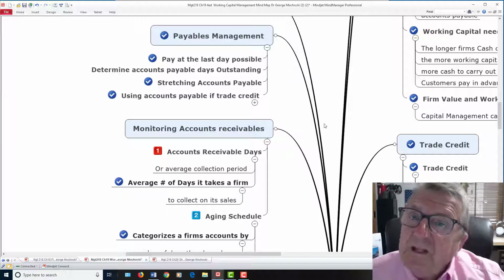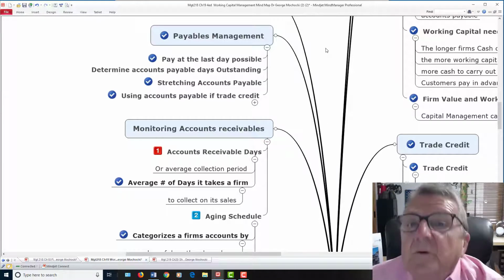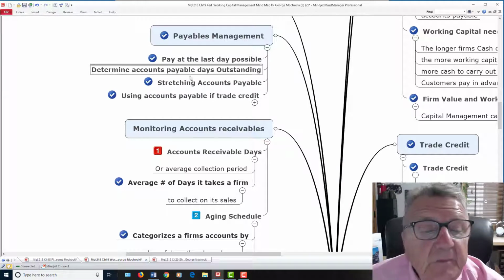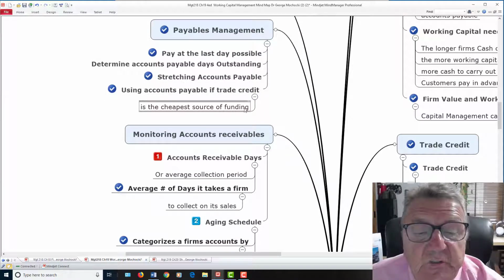But I offset that. I don't have obsolete inventory. I just get what I need, or I just order at manufacturing times because I'm not sure how my customer is going to do. Pay at the last day possible. Determine amounts payable outstanding. Stretching accounts payable. I could adjust that, and it is the cheapest source of funding.